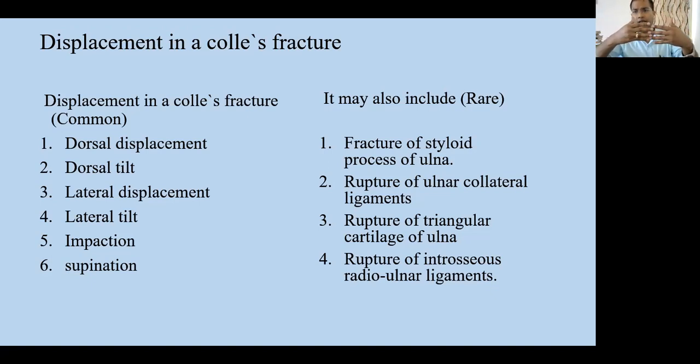these 2 fragments got impacted. That's like that. This is impaction. And when the distal fragment is moved like that, then it is called supination. Rotation is there. So there are 6 major types of displacement that occur in the Colles fracture. Always remember: dorsal displacement, dorsal tilt, lateral displacement, lateral tilt, impaction, and supination.